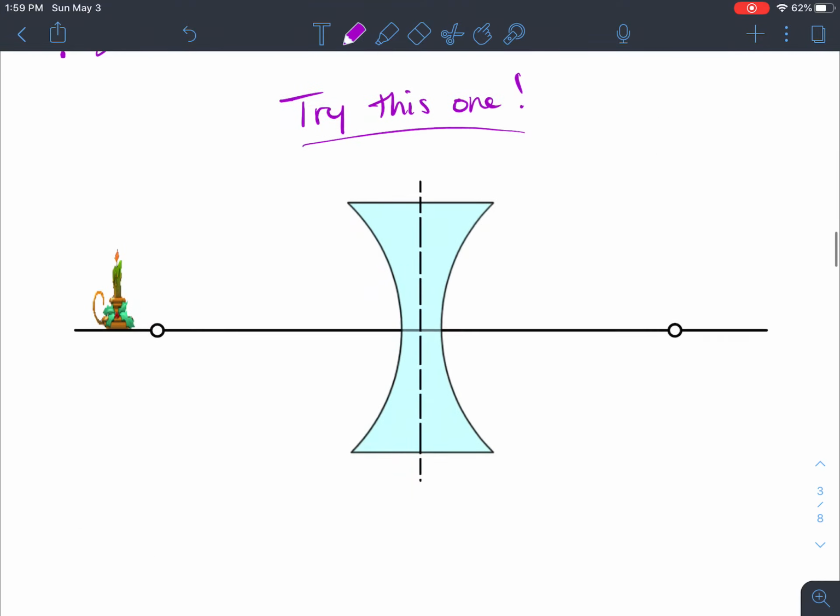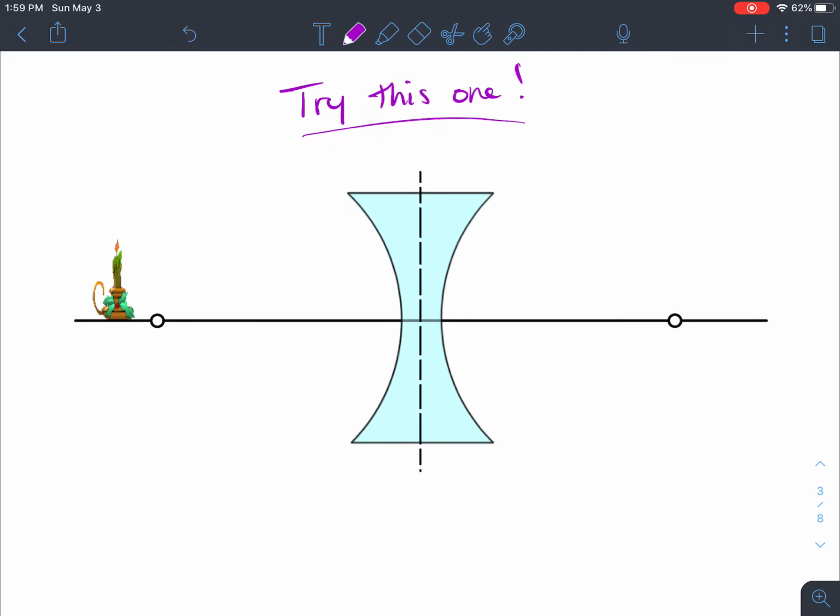Okay, I would like you to pause the video, and I want you to try this one on your own. On this example, the candle on the left-hand side is beyond the focal length, but I think you can do this using the same rules. So go ahead and pause the video, work on this for a little bit, and then we'll pick it back up and check your work.